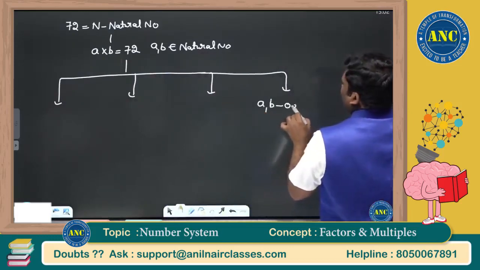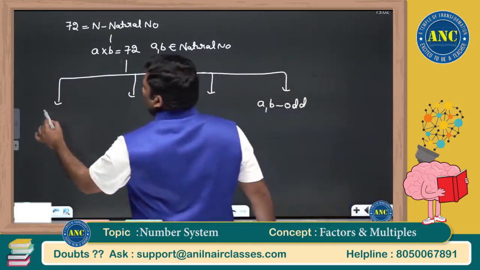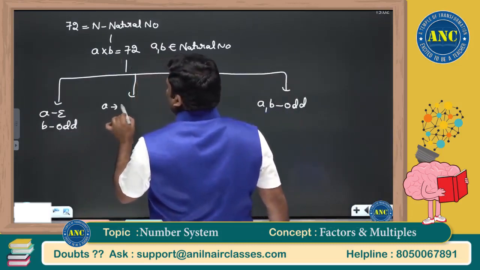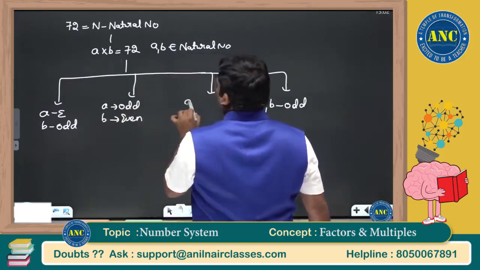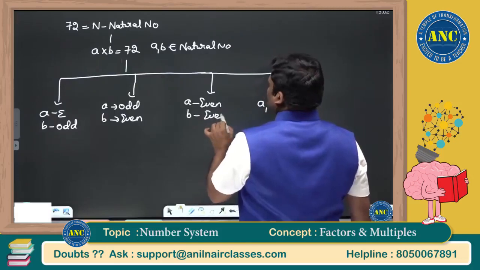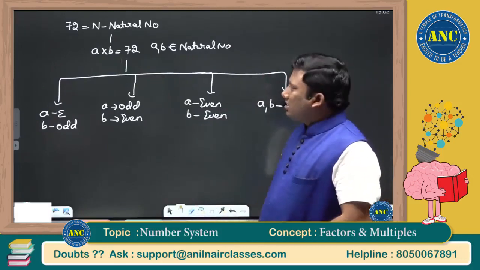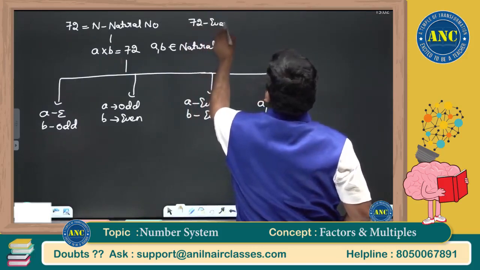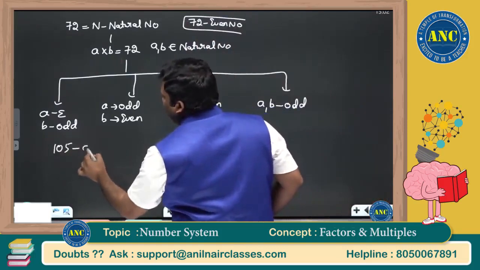A and B both are odd. If one is even, another is odd. If one is odd, another is even. Both are even. These are the 4 cases. Yes or no? 72 is a natural number. A into B is 72. 72 is an even number. First case, 72 is an even number. I will take the next case. 105 is an odd number.